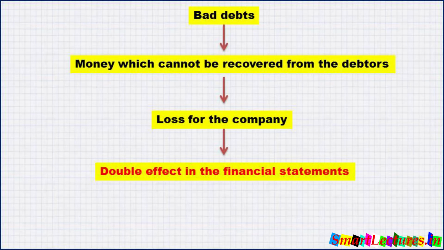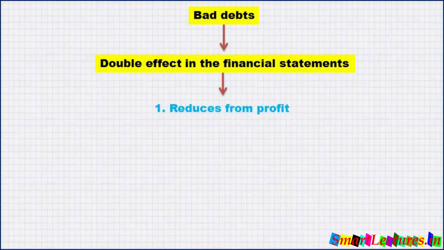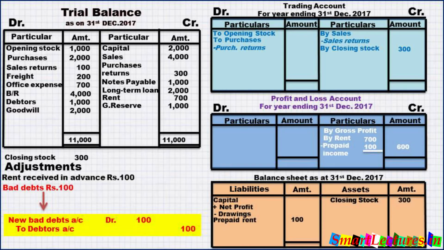So it hits twice. Number one, bad debts reduce our profit, and on another side they reduce the value of our debtors. Debtors means the credit customers to whom we have sold the goods and from whom we have to recover money. So the journal entry of bad debts will be, let's call it new bad debts: new bad debts account debit 100 to debtors 100. So new bad debts 100 means it will go to the debit side of profit and loss account.